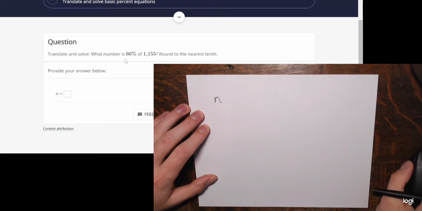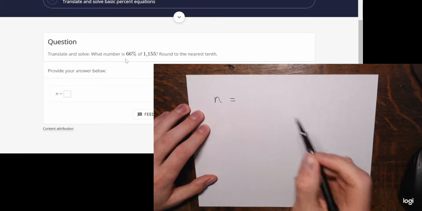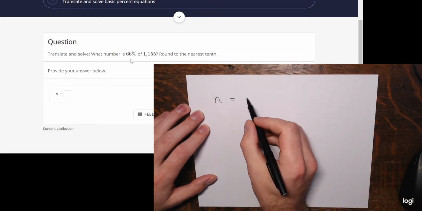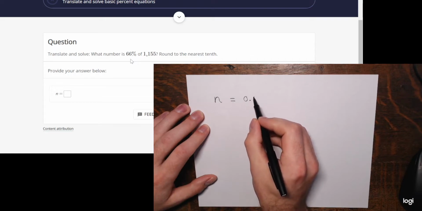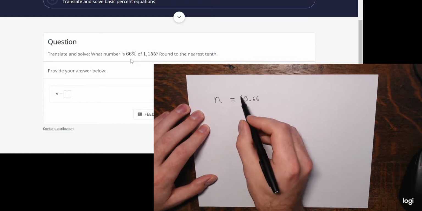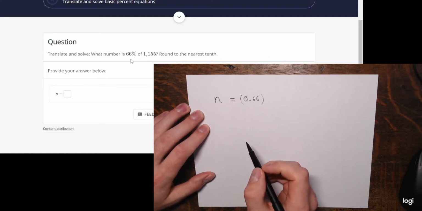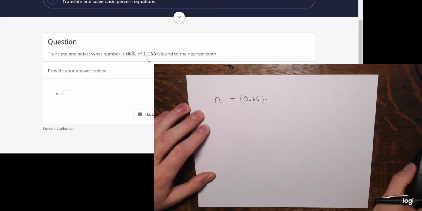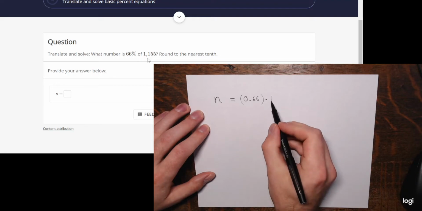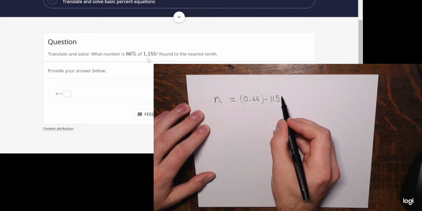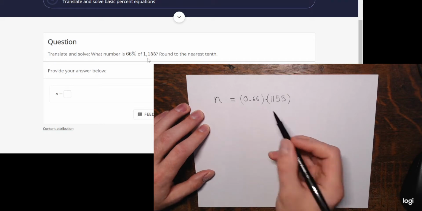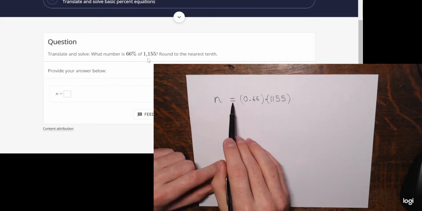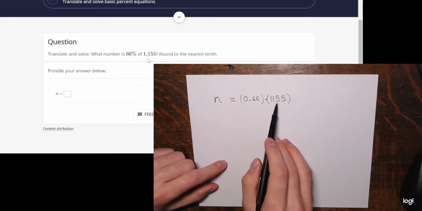Is equals 66%. You can put 0.66 if you want. That's 66%, or 66 divided by 100, same thing. Of times, and then 1,155. So you're just doing this. This is what number n equals 66% of 1,155, and then just multiplying these.